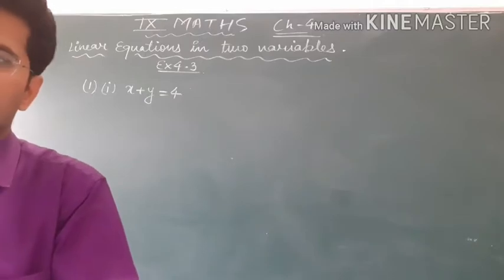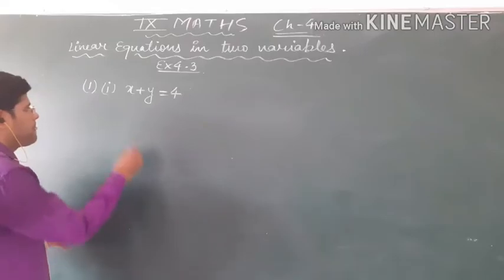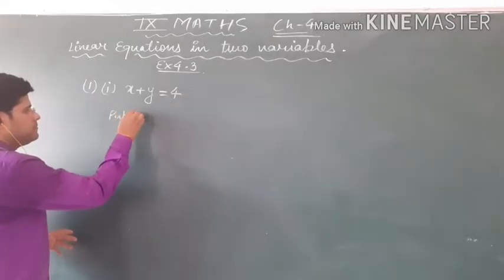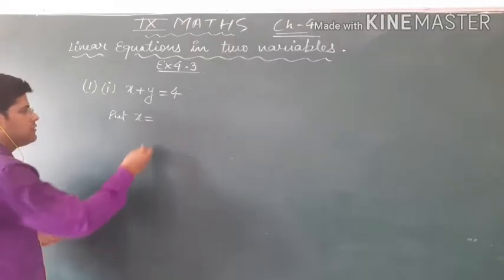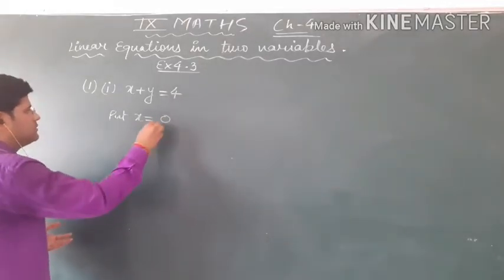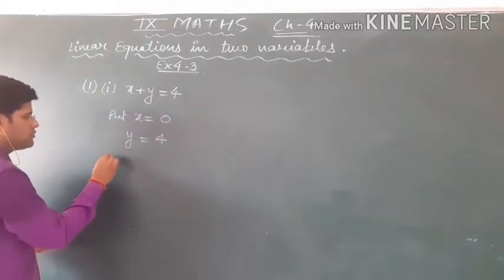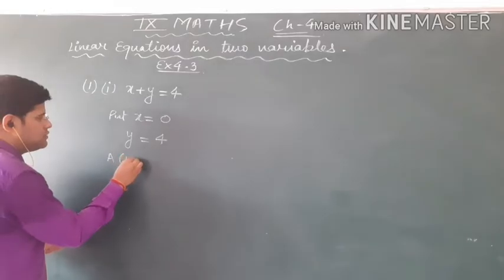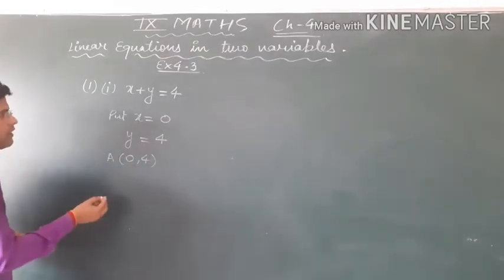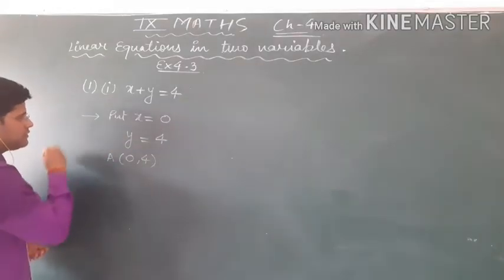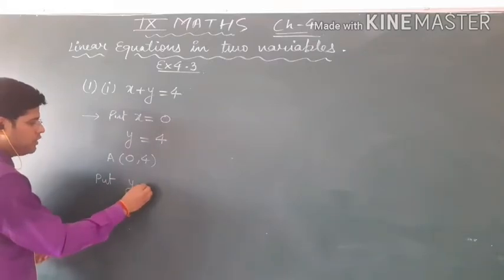And how do we put an equation on the graph? It is very simple. Firstly, put x equal to any number. If I am free to put any number, I am going to put the smallest number, that is 0. Then y is equal to 4. So we have the first solution A, that is known as (0, 4). Now we can put the value of y also. So after the first solution, I am going to put y equal to 0.